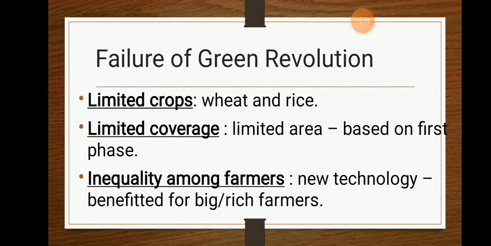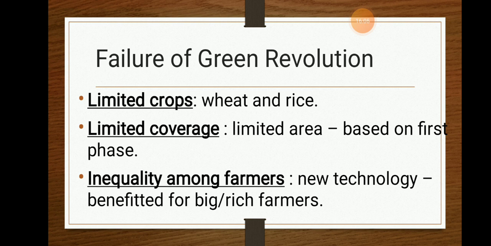And later, limited coverage. As told earlier in the phases, in the first phase, which ranged from the mid 1960s to the 1970s, the states involved covered only a limited area. The other areas were left unnoticed. It was very difficult for other farmers to survive also. So this is one of the negative things, where the coverage was not given to the whole of India. It was given only to some people in the first phase.